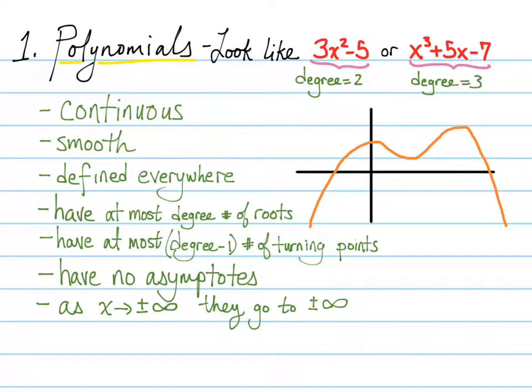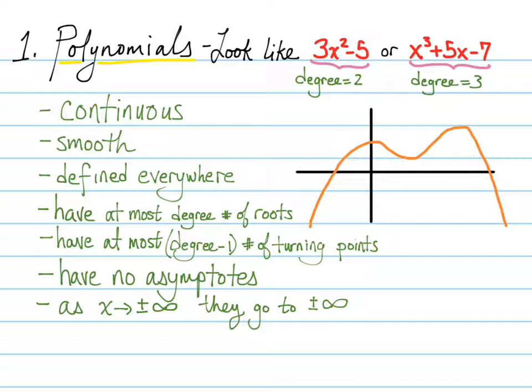So polynomials, right? These are the first functions you learn, because they're the basic building blocks for almost every other function. In fact, you're going to see something in Calc 2, if you make it there, that basically says all functions secretly are polynomials, sort of. And that's pretty amazing stuff. But basic polynomials look like things like 3x squared minus 5 or x cubed plus 5x minus 7.